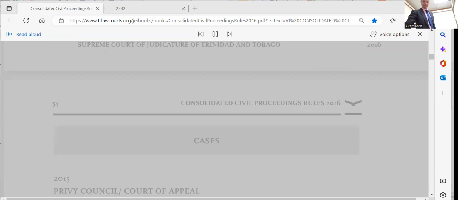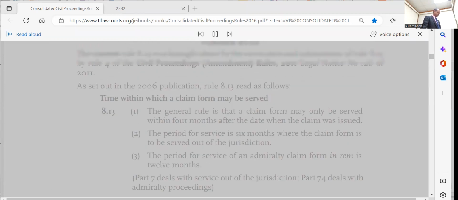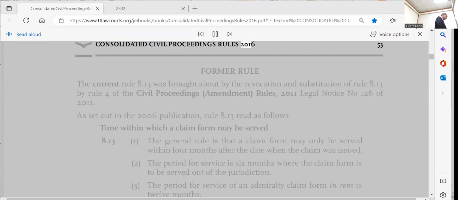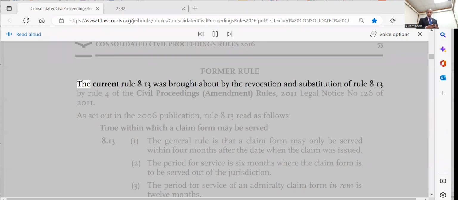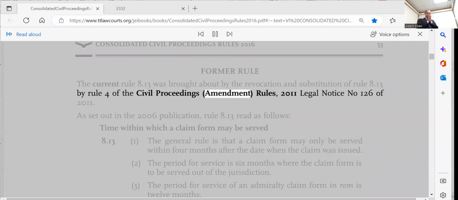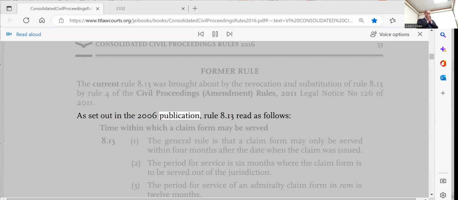Supreme Court of Judicature of Trinidad and Tobago, 2016. Consolidated Civil Proceedings Rules 2016-53. Former rule. The current Rule 8.13 was brought about by the revocation and substitution of Rule 8.13 by Rule 4 of the Civil Proceedings (Amendment) Rules, 2011, Legal Notice No. 126 of 2011. As set out in the 2006 publication, Rule 8.13 read as follows.